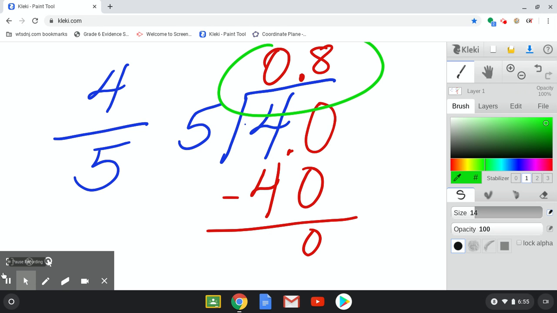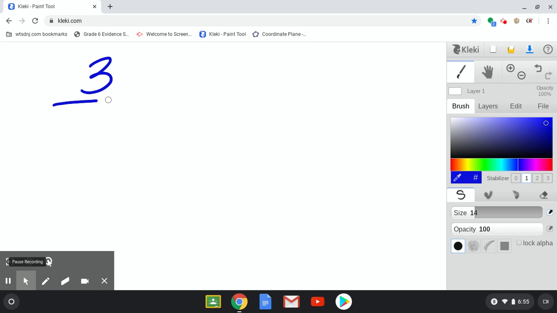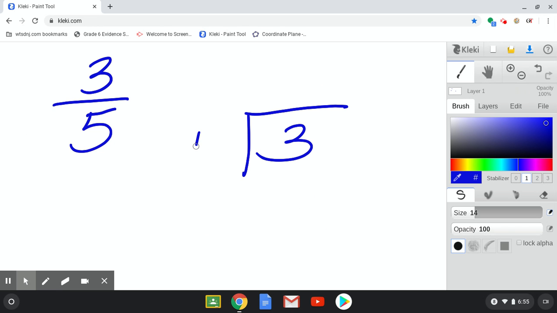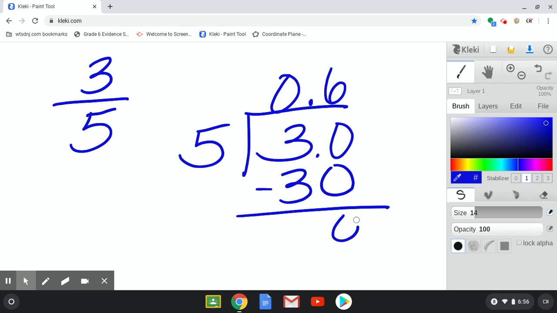All right, let's try another one. Let's say we had 3/5 and we want to know the decimal equivalent. So we are going to take our numerator divided by our denominator. Remember, numerator always goes inside the box. Well, 5 goes into 3 0 times. I need to add a decimal, add a 0, bring my decimal right up. So now 5 goes into 30. Just so happens it goes in exactly 6 times. So 6 times 5 is 30. And I know that 3/5 is equivalent to 0.6.